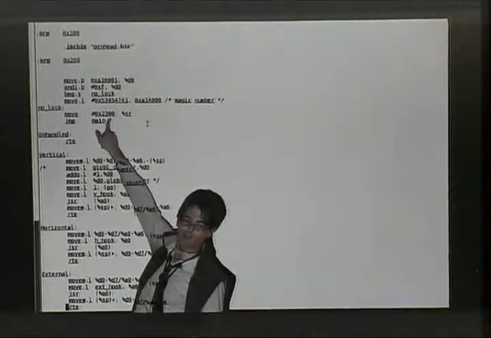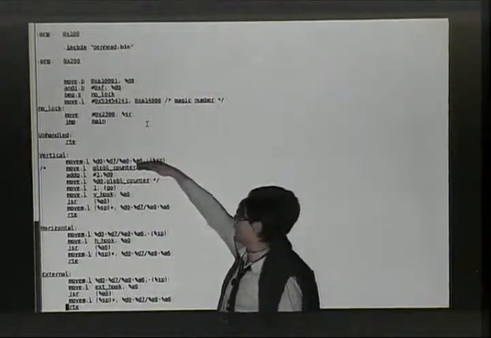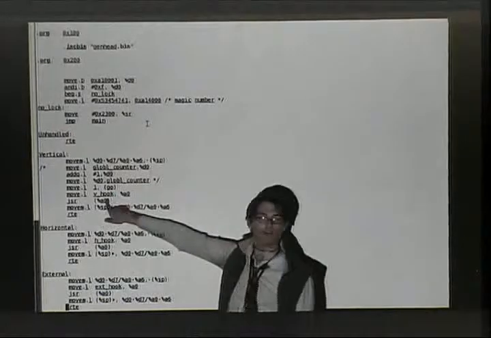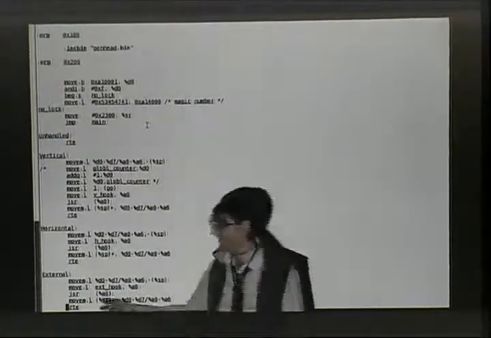This just sets up the auto vectors so you can call them. And these are the interrupts. Push stuff on the stack, then jump to the vertical hook, which is a pointer to a function. There's a vertical hook, a horizontal hook, and an external hook. So let's go to main.